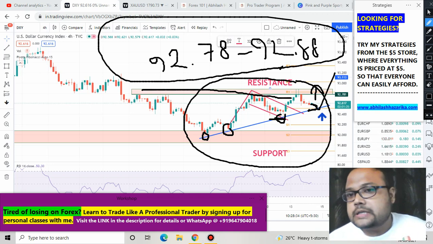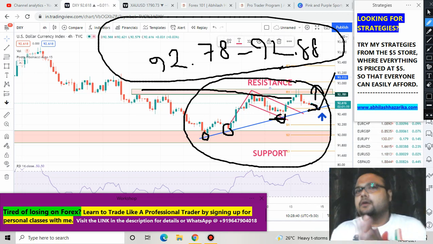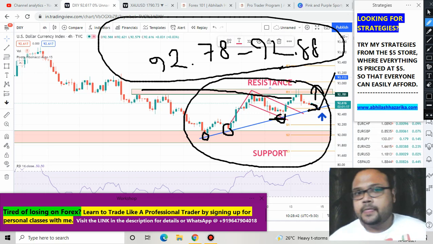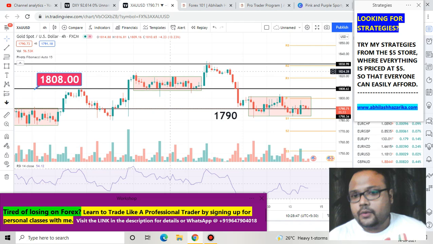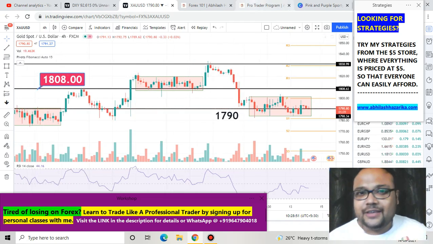Market will cross this level. I'm not saying that today you'll get some big moves in the market. Today or tomorrow there will be a good movement on the chart of US dollar. So this is all about the US dollar, and right now let's concentrate on the chart of gold USD.